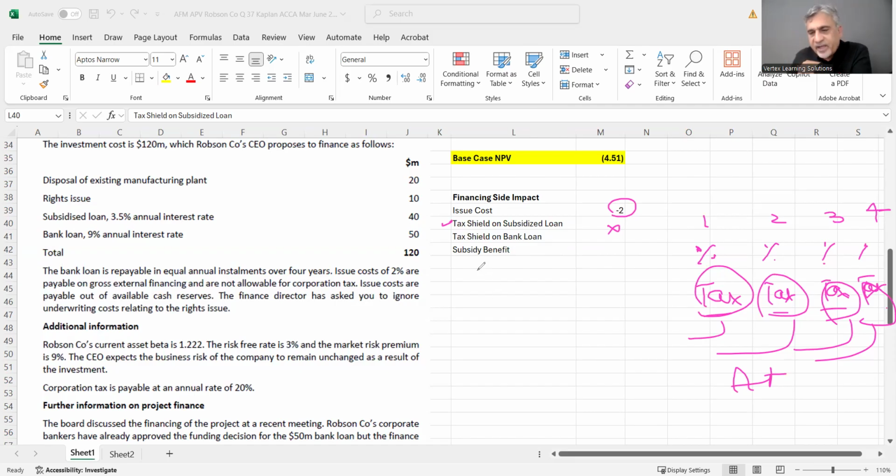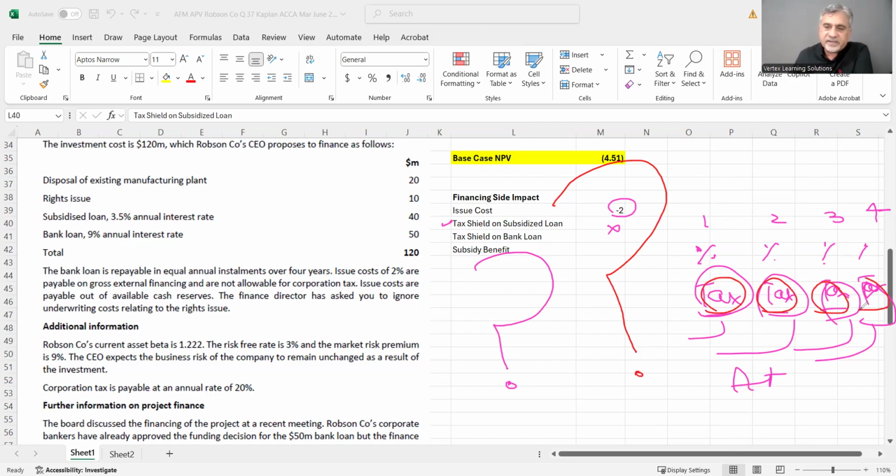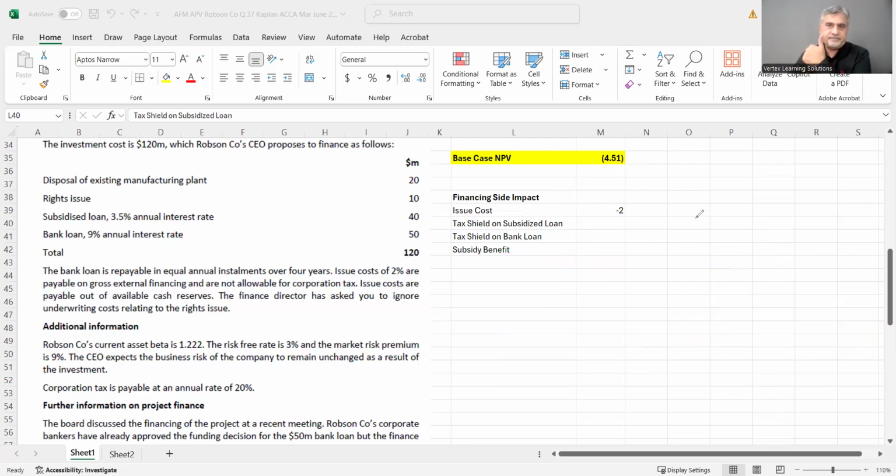So you have to discount them. Now, a very big question arises here. The question is big and important, and therefore let me make a bigger question mark. When you have to discount these benefits, what should be your discount rate? You have got three types of discount rates here. One discount rate is the risk-free rate, which is 3%. The second option is your cost of debt, which is 9%.